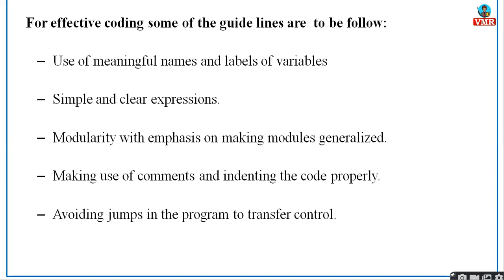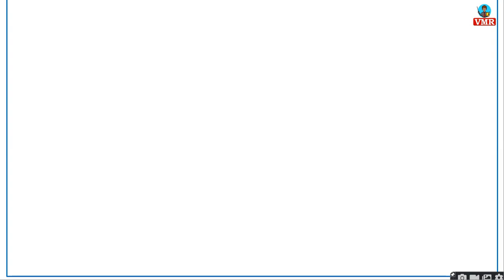That is, you'll be able to find out where the loop is going. Within that loop, you'll be able to know what you are trying to execute. And avoid jumps in the program to transfer the control. So you need to use very few jump statements, right? If you write the code properly and indent it properly, obviously jumps will become fewer, right? So that we can avoid all those jumps.